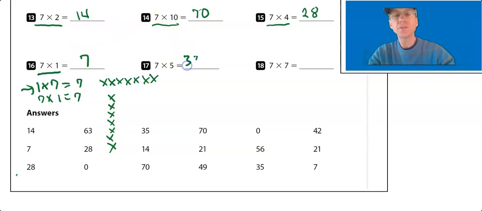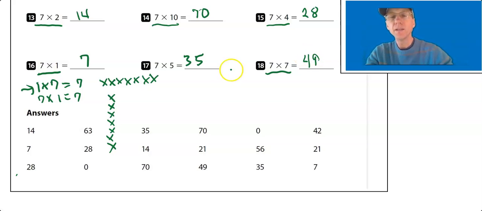Okay, we'll fill in the rest of these. 35. And this one is the square. That's the one we talked about. It makes a perfect square because you have 7 going down and 7 going across. So 7 rows with 7 in each row. 49. And again, if you make that array, 1, 2, 3, 4, 5, 6, 7. If you had 7 of those, 2, 3, 4, 5, 6, 7.